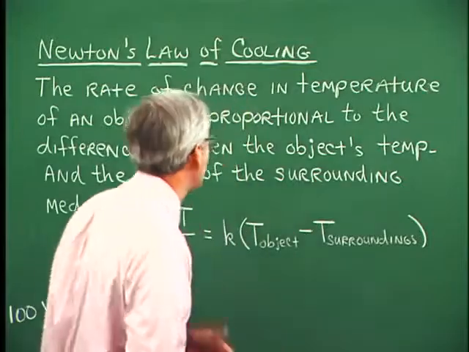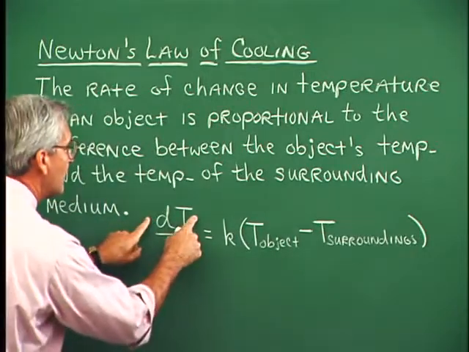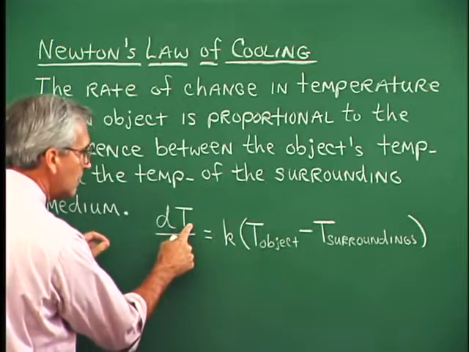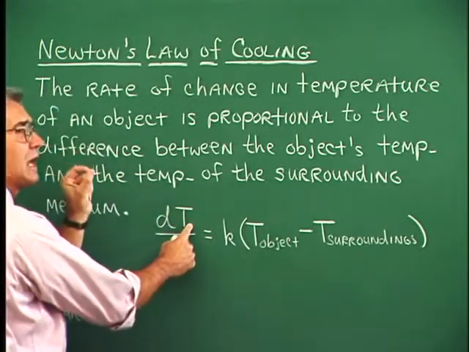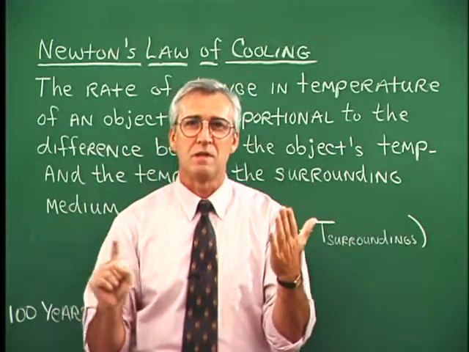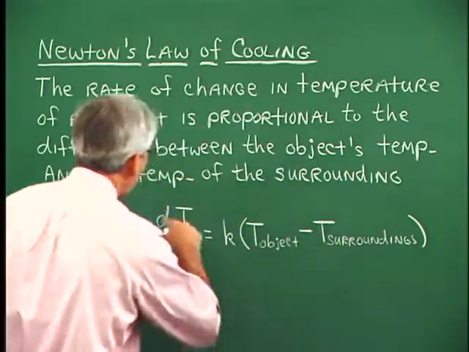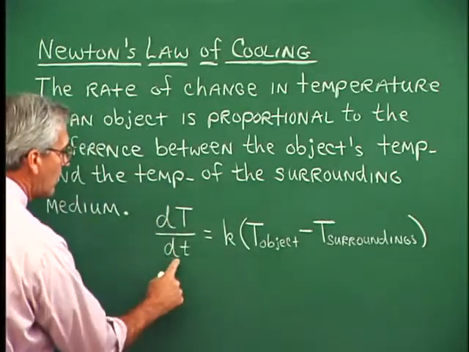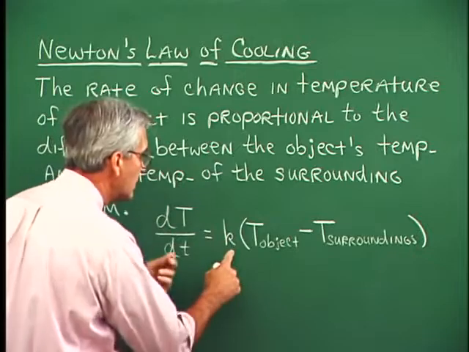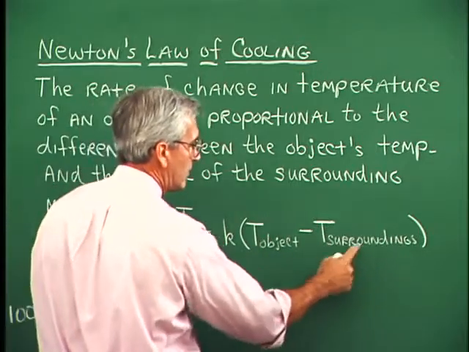That's all it's saying. Okay, so from our calculus perspective, it is the derivative of the temperature of the object with respect to time. Now T, the temperature of the object, we could write the big T as a function of time. Temperature changes with time. So when we talk about rate of change in temperature, it's dT over dt. And it's k, that proportionality idea implies a constant k. And it's k times that difference, the difference between the temperature of the object and the temperature of the surroundings.